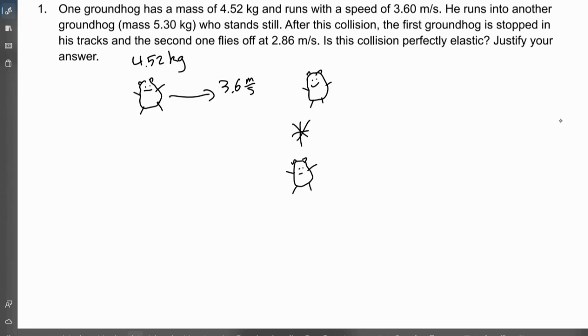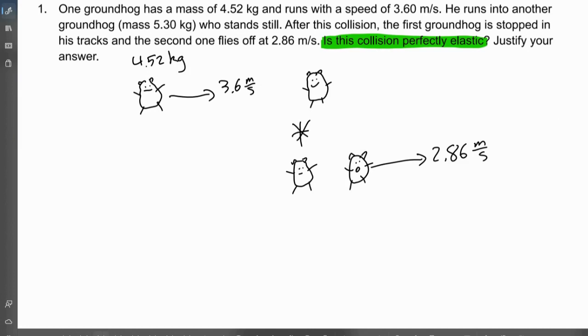And then the second groundhog goes flying. Second groundhog flies off at 2.86 meters per second. All right, here's our question. Is this collision perfectly elastic? Justify your answer.